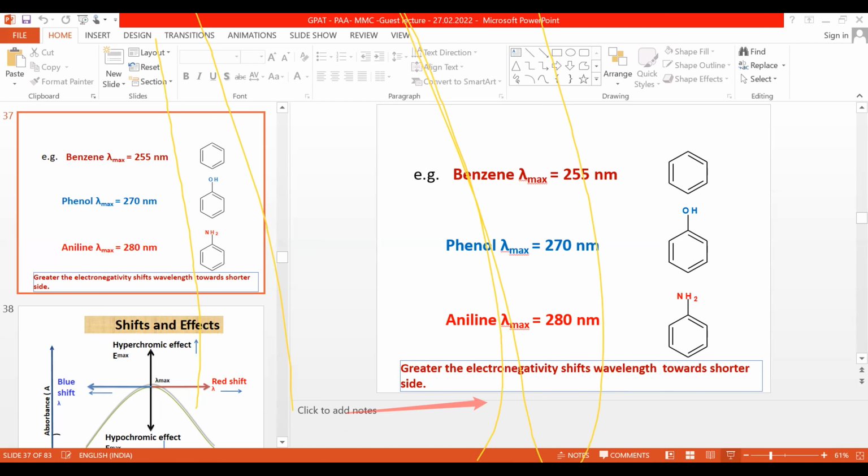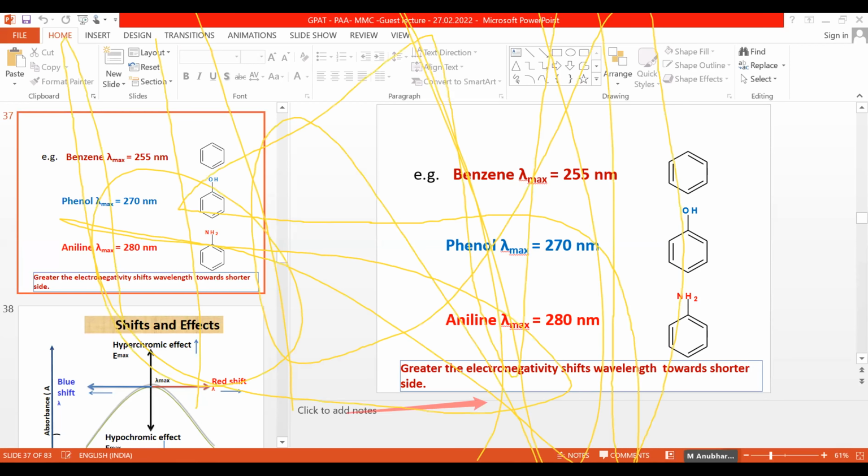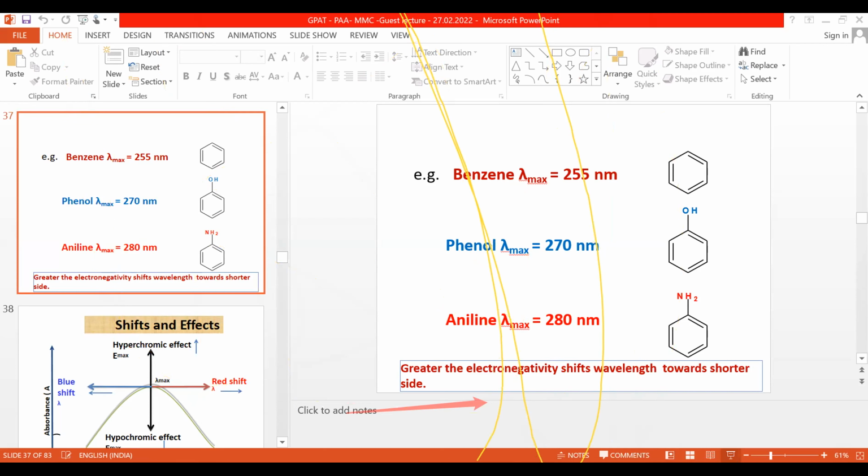Okay. So here you can see there is a compound which is benzene that has absorption at 255 nanometer. Benzene absorbs at 255 nanometer and phenol is at 270 nanometer. Why is phenol absorbing at higher wavelength compared to benzene? So now you have to interpret it. There is a presence of an OH group. The OH group is an electron donating group. When it is incorporated into benzene, there is a shift in the wavelength, and the shift is towards the higher side.